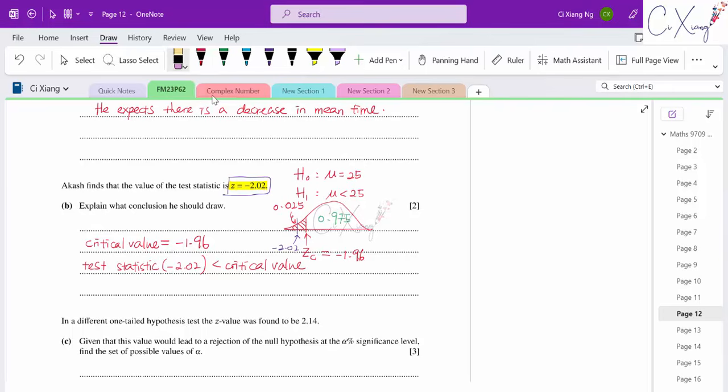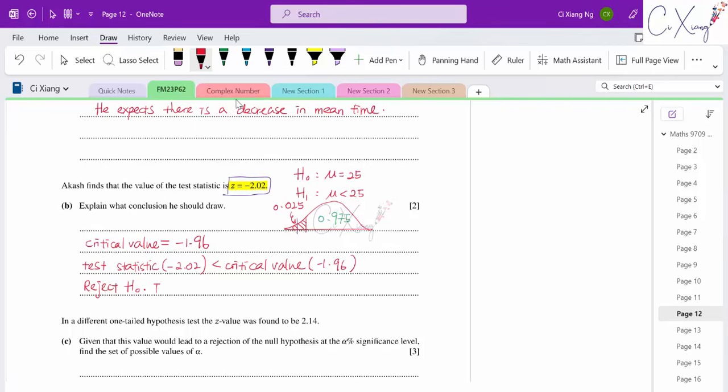Okay, so which is negative 1.96. Okay, therefore the conclusion that we can make is we will reject the null hypothesis. And what's the meaning if we try to reject the null hypothesis? That means that we have enough evidence to show that this is true, right? The alternative hypothesis is true.